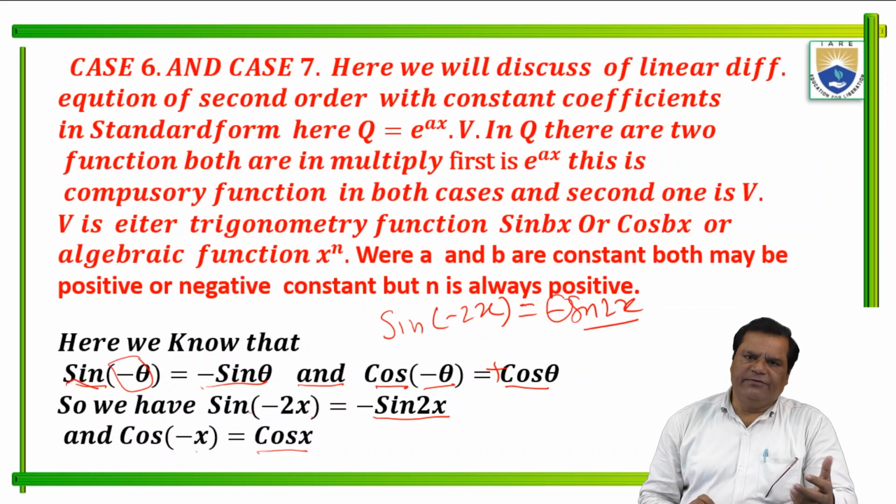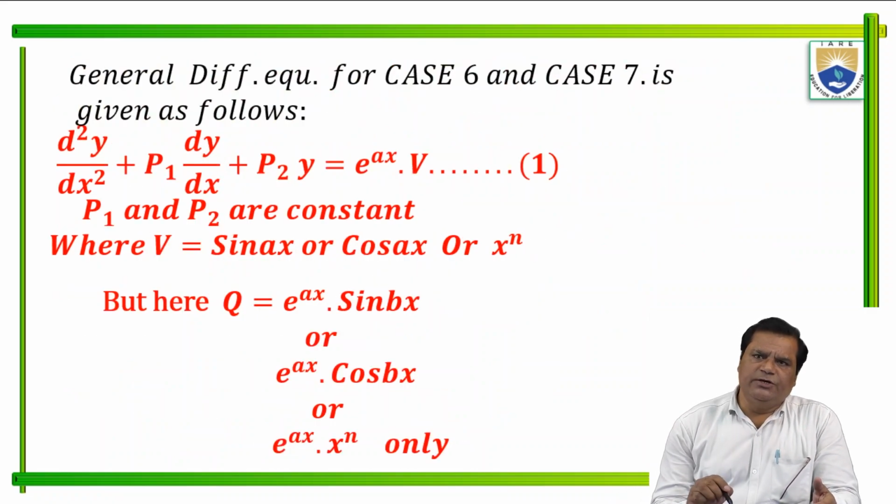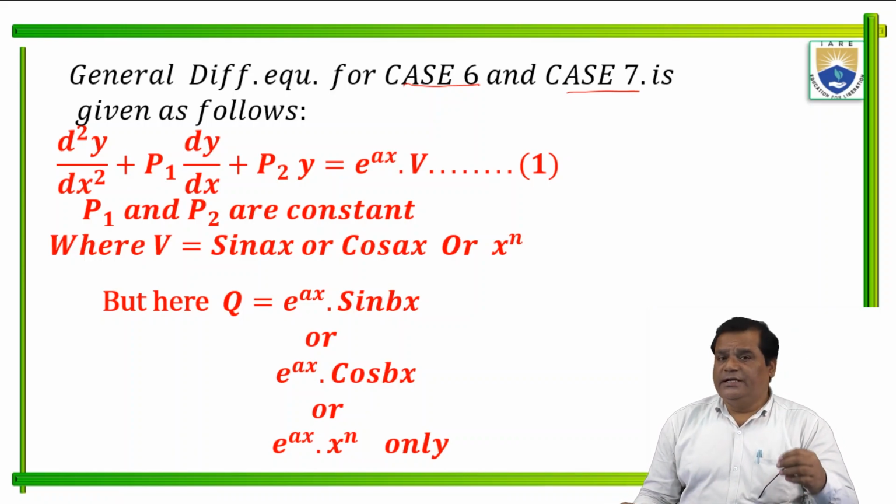But in the algebraic function x to the power n, n is always a positive integer, a positive number. A natural number is a positive number. So here the general differential equation for case 6 and case 7 is given as follows.